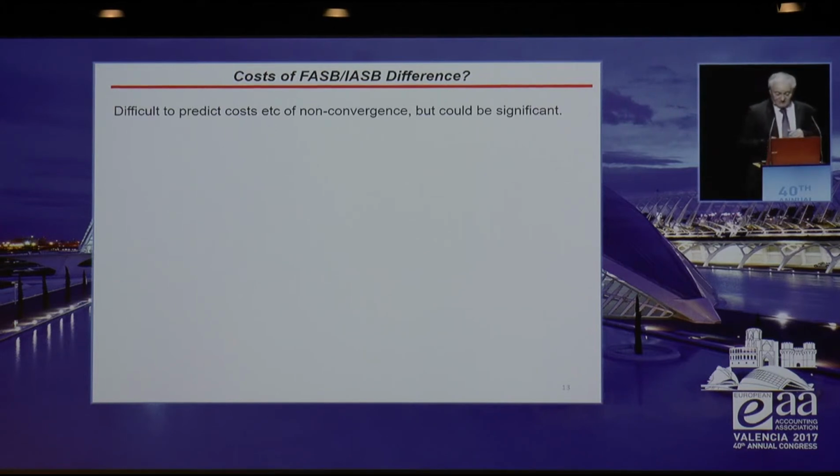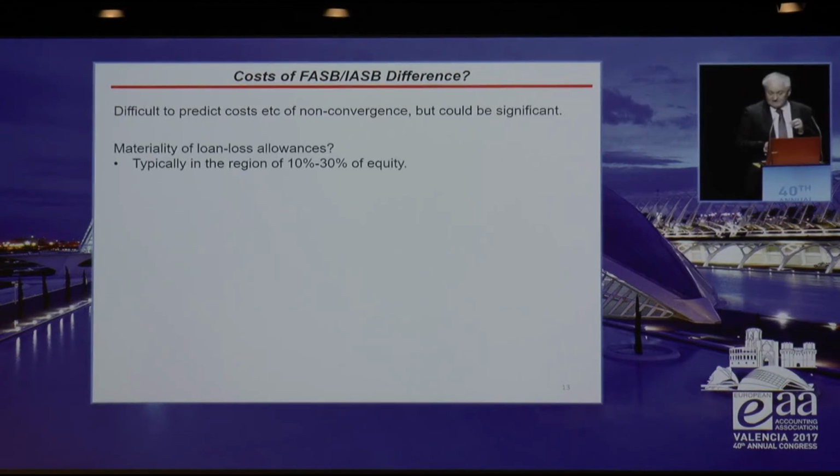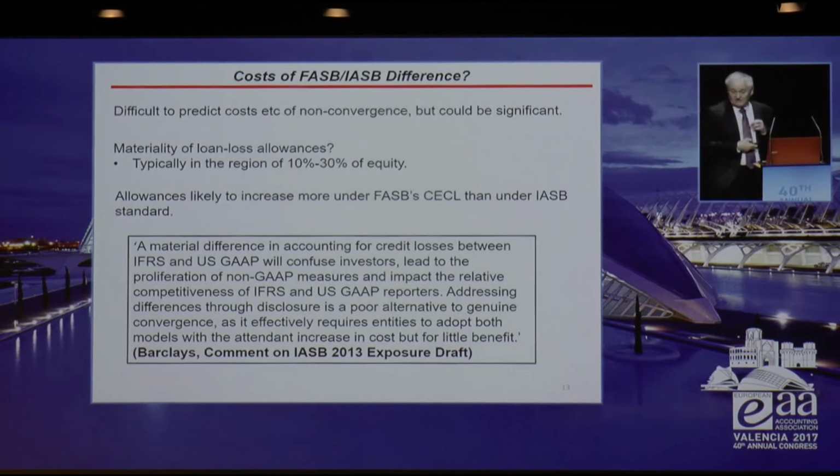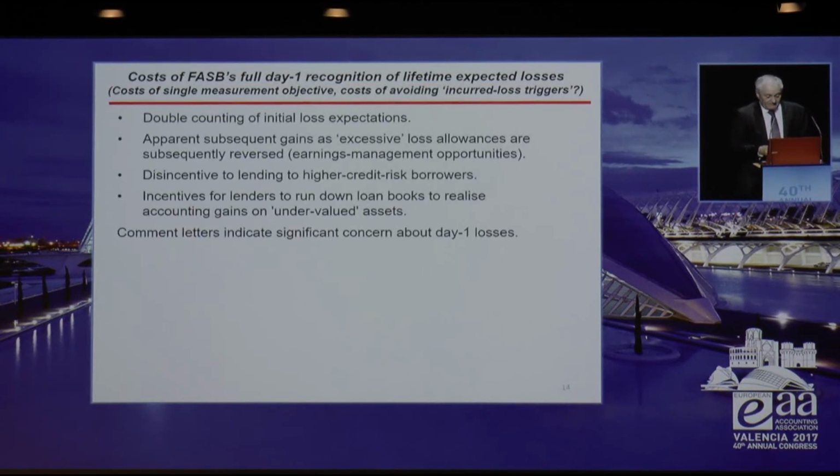It's difficult to predict the actual, full costs. But one of the possible problems is referred to here. Certain large banks have pointed out that they're going to have to do a lot of explaining to investors, to explain the differences between their numbers and perhaps other banks that are reporting under the other regime. There are costs associated with the fact that the recognition of day one losses under the FASB model involves a double counting of initial loss expectations. There are all sorts of earnings management opportunities or problems. It could, and this is perhaps relevant particularly in this context, disincentivize lending to higher credit risk borrowers. It could create incentives for lenders to run down loan books to realize gains because of the assets being undervalued because of day one losses.